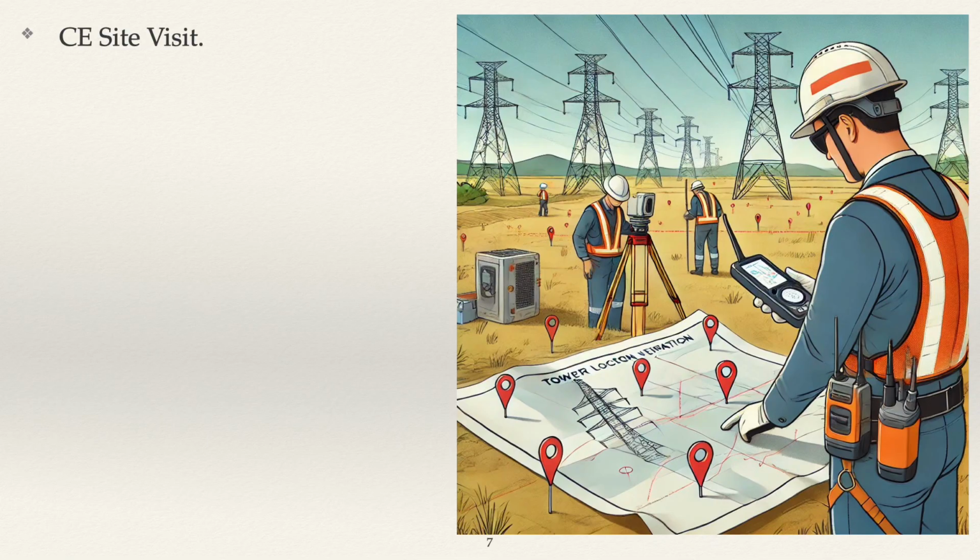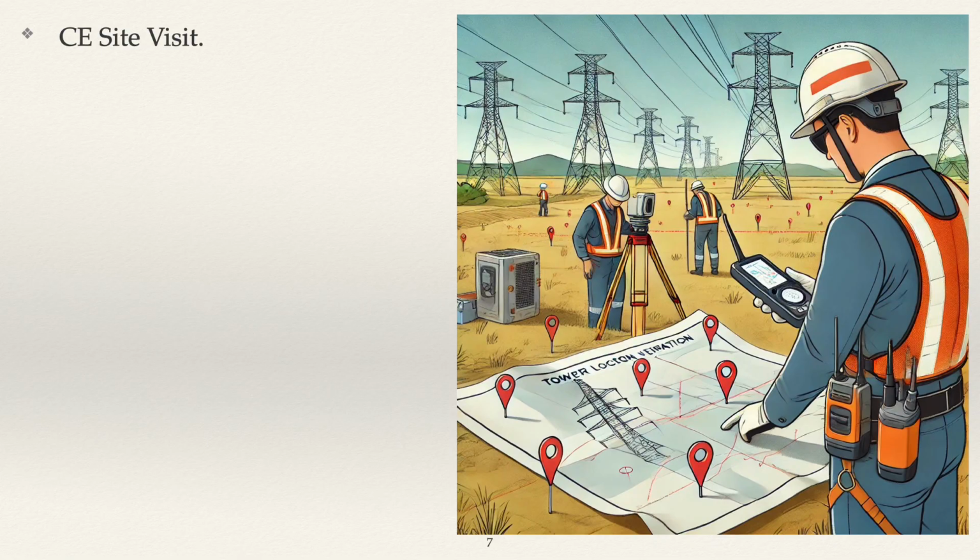Verify modifications recommended during the check survey, such as tower relocation, adjustments to span lengths, additional engineering measures for stability. Confirm that the contractor's adjustments during the check survey are valid and justified. They will ensure the alignment complies with safety, regulatory, and environmental requirements.